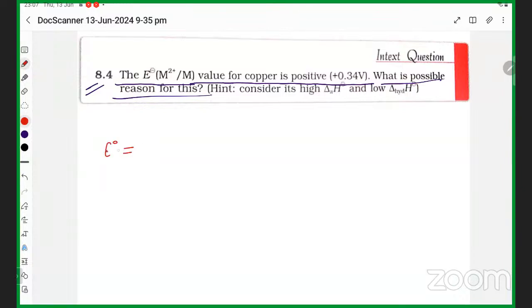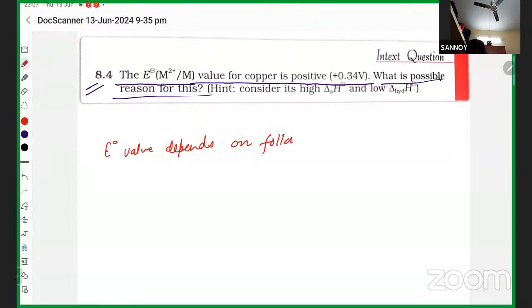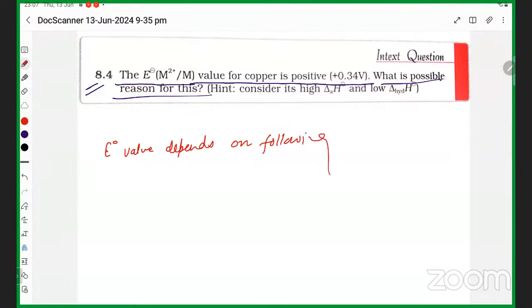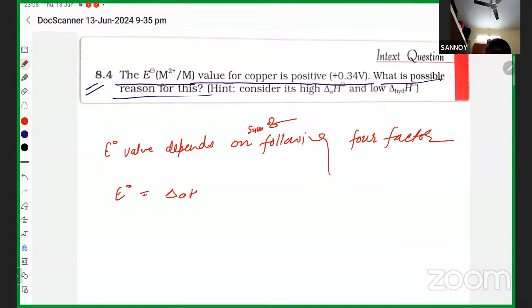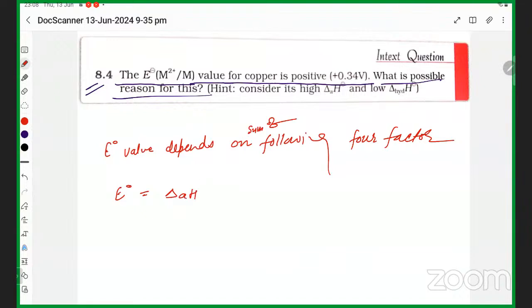Why, sir? First, you learn the concept here. E naught value depends on the sum of the following four factors. So E naught is equal to what? Delta AH, the enthalpy of atomization, which is also called the enthalpy of sublimation. Then IE1, then IE2, then delta hydration enthalpy.